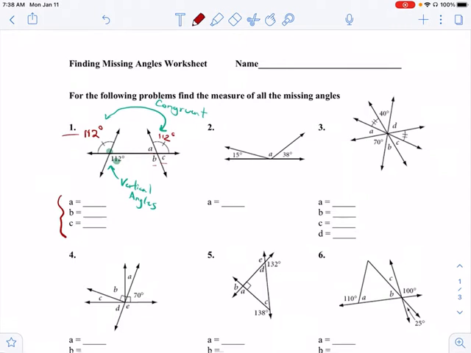And once we know that, it becomes a little bit easier to find all those missing pieces. Namely, B is 112 degrees because we said it was a vertical angle. And then A and C need to be the supplementary angles to 112. So both of these end up being 68 degrees.